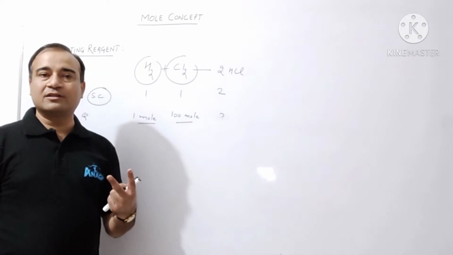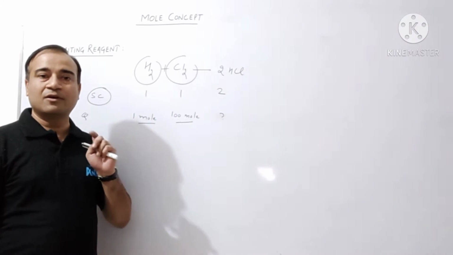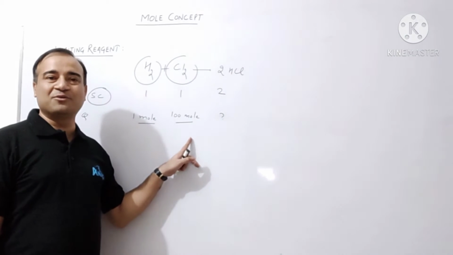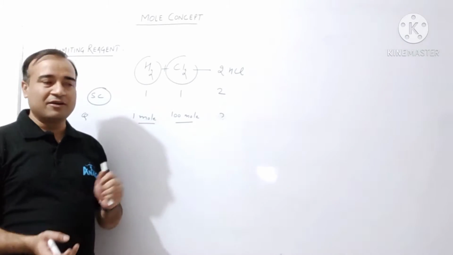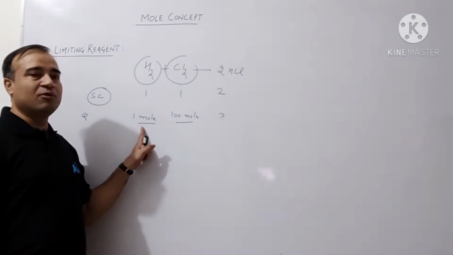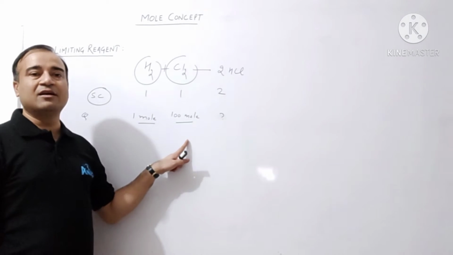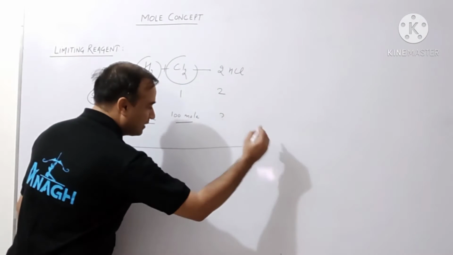So we have two conditions. Either 1 mole of H2 reacts with 1 mole of Cl2, or 100 moles of Cl2 react with 100 moles of H2. But unfortunately, we do not have 100 moles of H2. So what will we do? 1 mole of H2 must react with 1 mole of chlorine. So what will happen after the reaction?